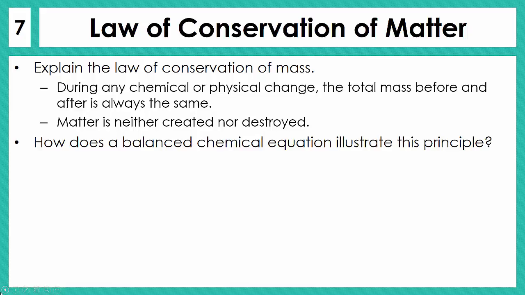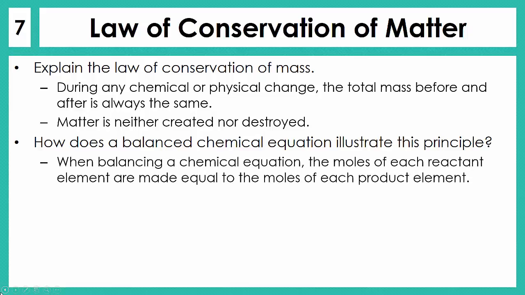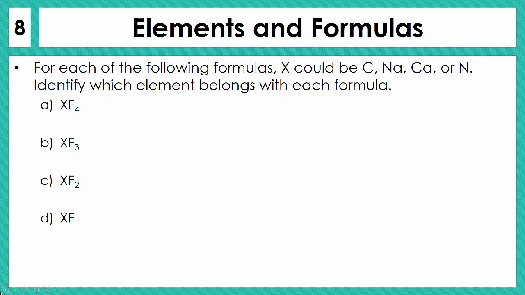So how does a balanced chemical equation illustrate this principle? So whenever you balance a chemical equation, you are changing the moles of the reactants and the products. So the idea is you make the moles of each element equal on both sides of the arrow before and after the reaction. Next question, for each of the following formulas, X could be carbon, sodium, calcium, or nitrogen.